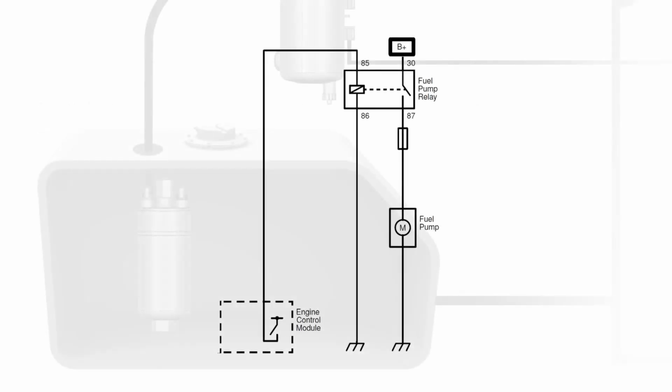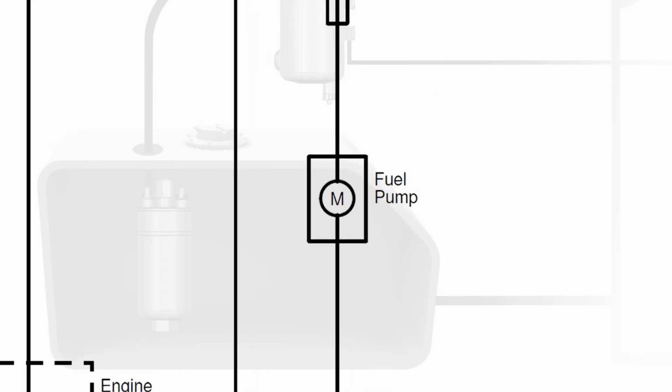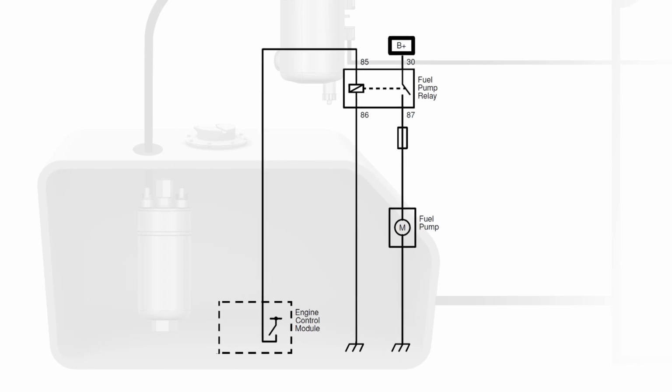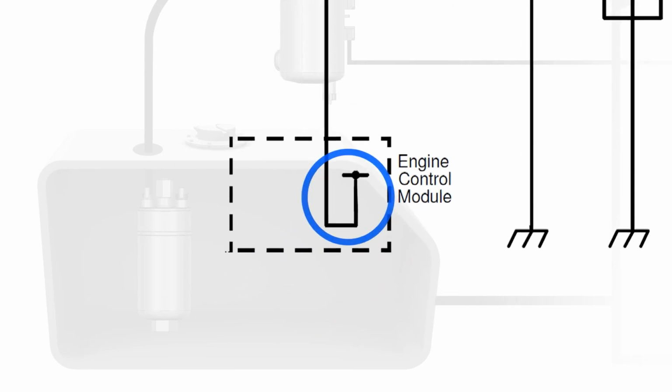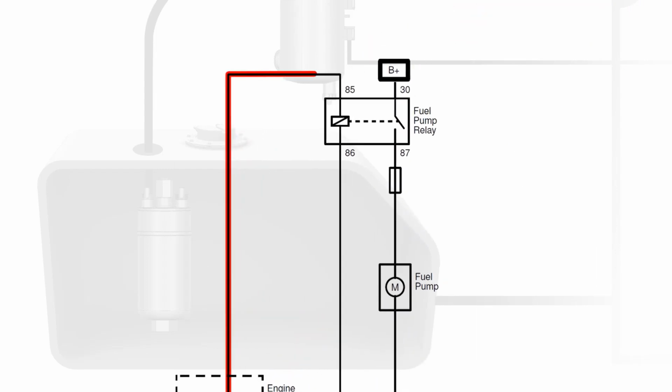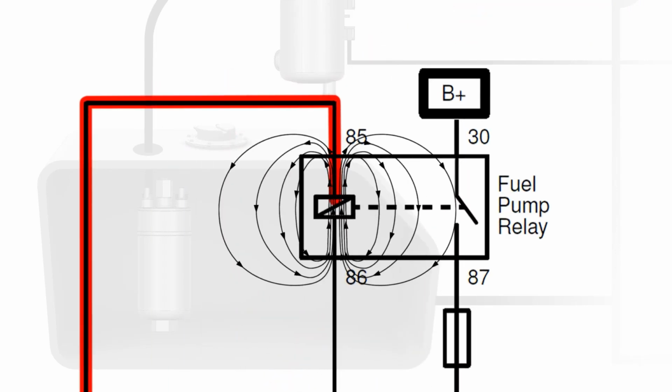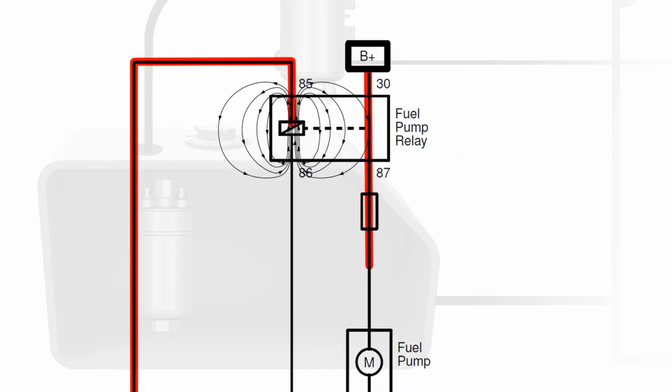The schematics we'll be using are typical for most systems. Always check the schematic relevant to your vehicle. Most vehicles will have an electric pump in the tank. This schematic is typical of an electric fuel pump circuit. The engine control module operates a high side driver to turn on the relay. The relay then provides B+ to the fuel pump.